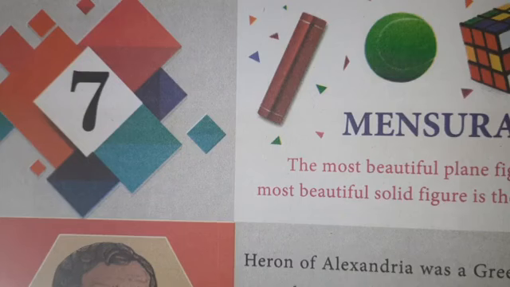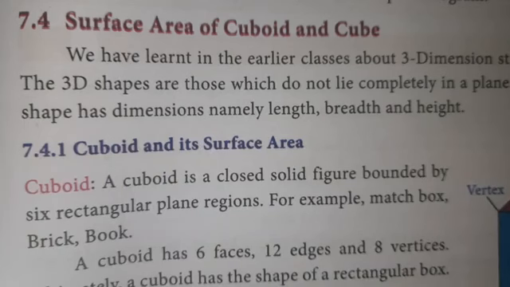Today we are going to see a new chapter 7, mensuration. In the reduced syllabus, the first exercise, that is exercise 7.1, is not included. So I am going to the next topic, surface area of cuboid and cube.